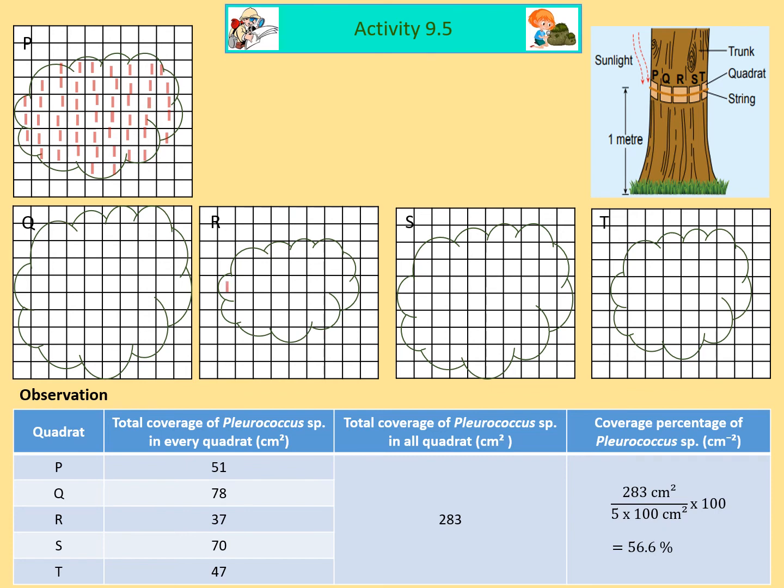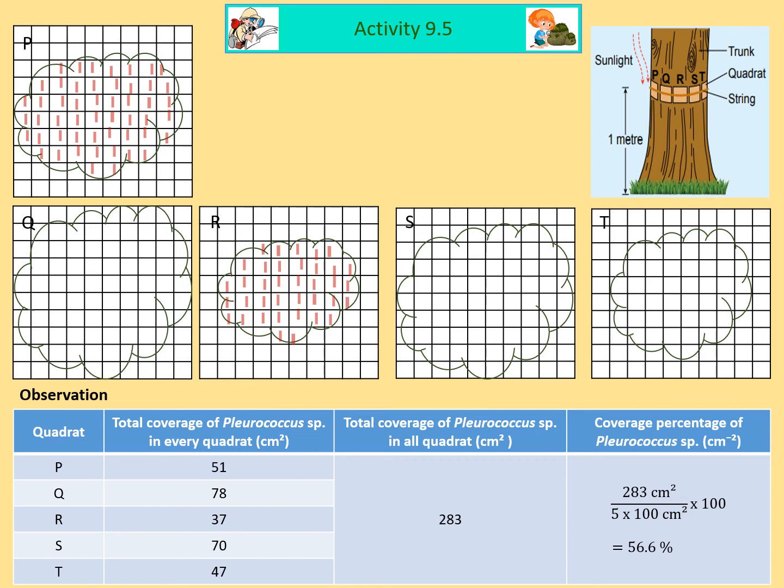Okay, 1, 2, 3, 4, 5, 6, 7. This one cannot be counted. 7, this one okay. 8, 9, 10, 11, 12, 13, 14, 15, 16, 17, 18, 19, 20, 21, 22, 23, 24, 25, 26, 27, 28, 29, 30, 31, 32, 33, 34, 35, 36, 37. So 37, correct. Okay, so you can count S and T by yourself.